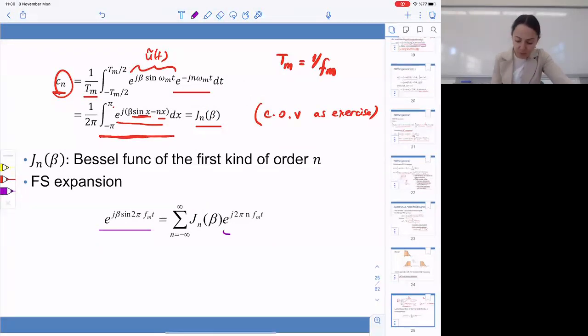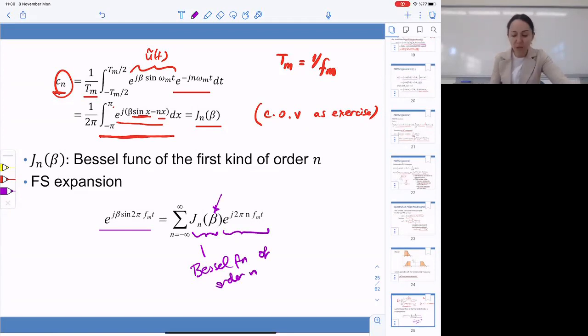Okay. So this is the e to the j 2 pi n fm term, and this is the Bessel function of order n evaluated at beta. Okay, so what does this mean? This is bad news. Why is it bad news?